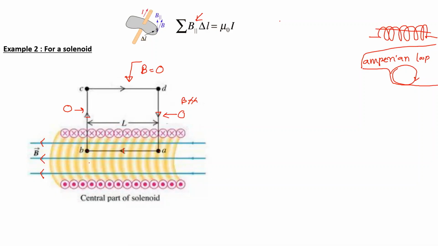But my problem is, why did they choose a loop like this? Why didn't they choose something inside it? Why didn't they do something like this? What's the problem with this loop? Anyone? What's the problem with this one? What will happen if the loop is like this?